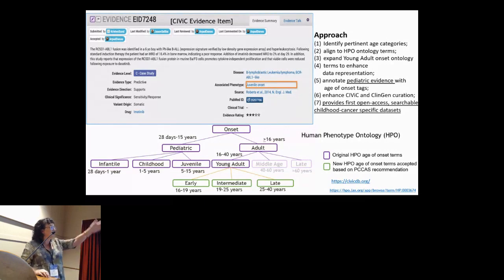I did list out the steps of the approach on the side of the slide for your interest. But again, this is a community effort: figuring out what the data problem is, figuring out a standard we could use, and then getting that integrated so it's in our system now and we can do those annotations. What we're really doing at the end is creating an open access, shareable data set of pediatric cancer variants based on age of onset. So that's where it's getting us to.